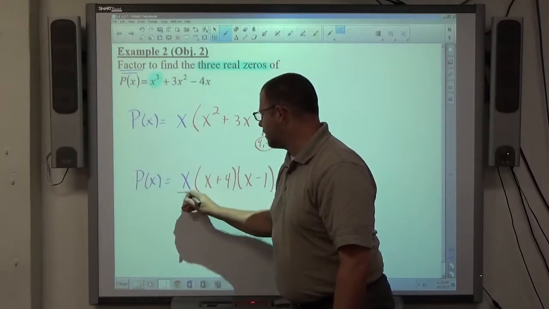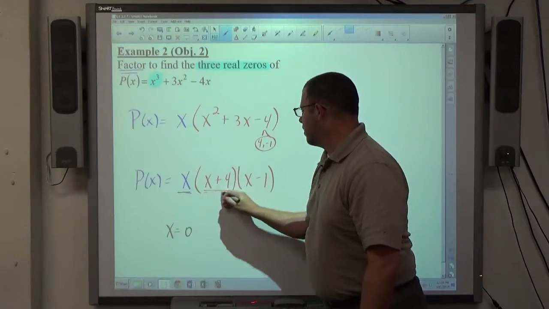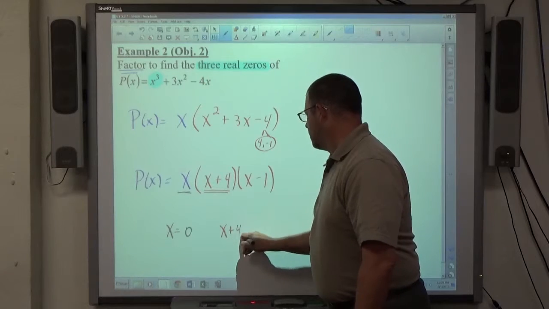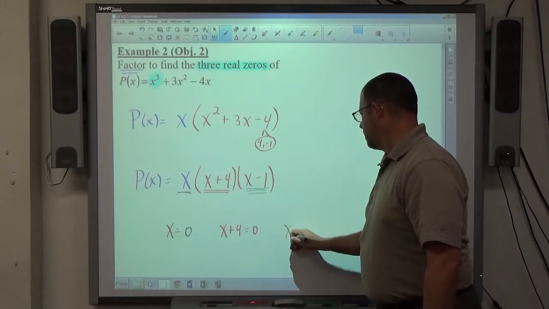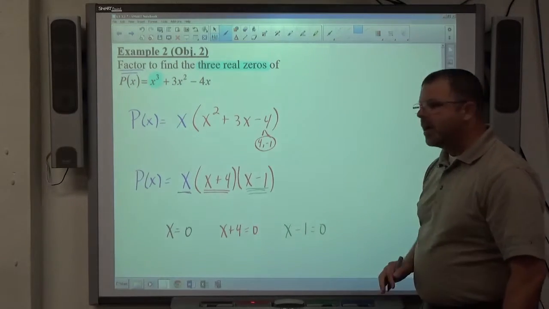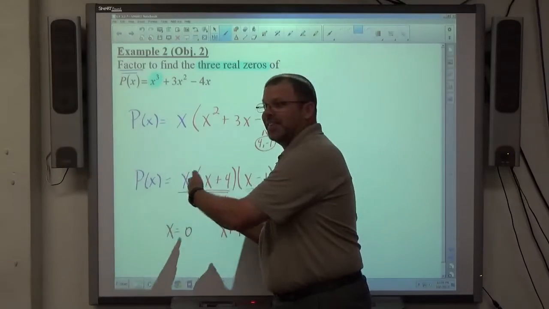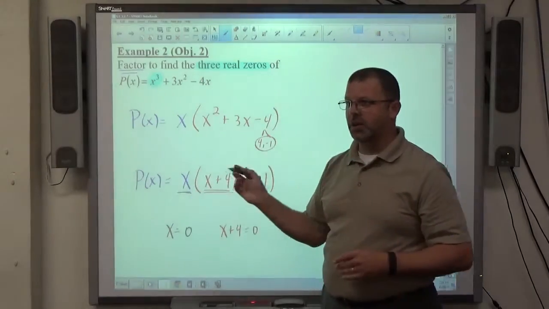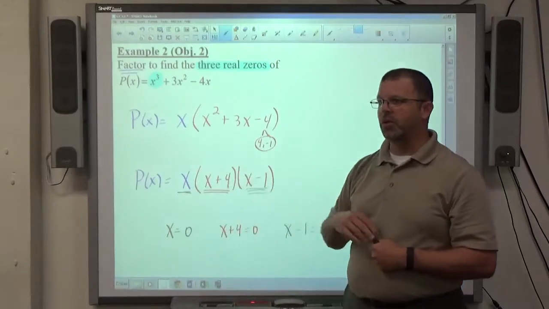So factor 1 has x equal to 0. Factor 2 has x plus 4 equal to 0. And factor 3 has x minus 1 equal to 0. If you have just a numerical factor, such as let's say a 3 came out, and you say 3 equals 0, that's false, it doesn't get you anything. If x's are in factors, x's create answers, numbers don't create answers.